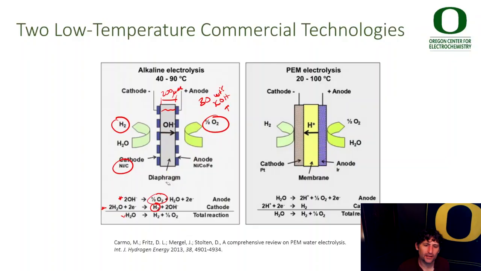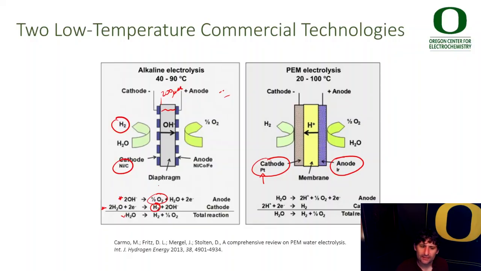Now, why would you want a pressure differential across the cell? Well, let's talk about proton exchange membrane electrolysis. It's a newer technology, really around for the last 40 years or so. It has a cathode also. In this case, the cathode is typically platinum or platinum on carbon. It has an anode, which is typically iridium oxides.